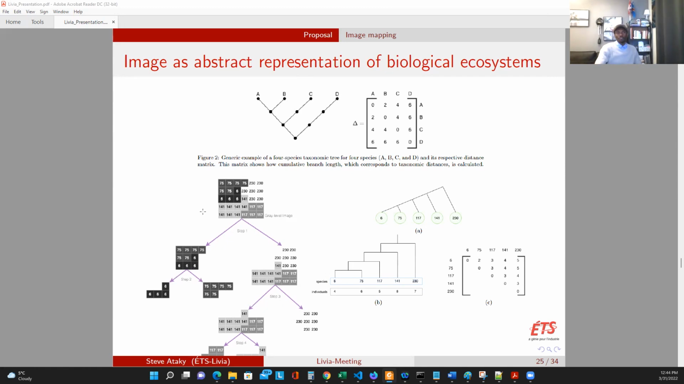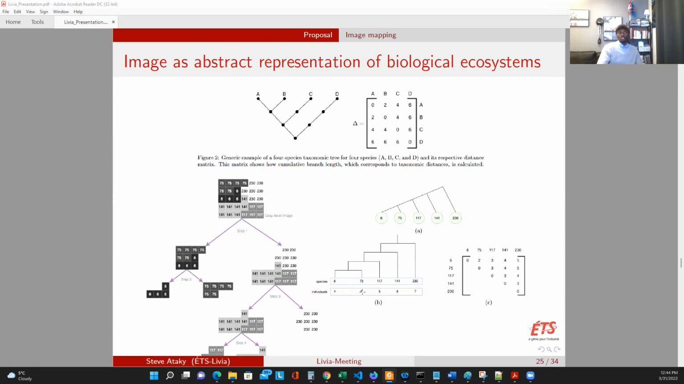We need to split our image using the mean value. If we compute the mean value as our threshold, all the values below will go to the left, and all the gray levels, all the pixels above this threshold, will go to the right. We make these divisions recursively until we get species that are called leaves, and we can now build what we call the phylogenetic tree, or the corresponding dendrogram of this phylogenetic tree here.